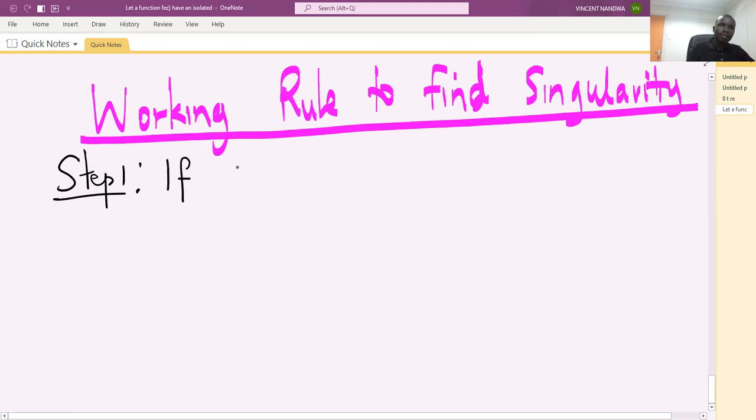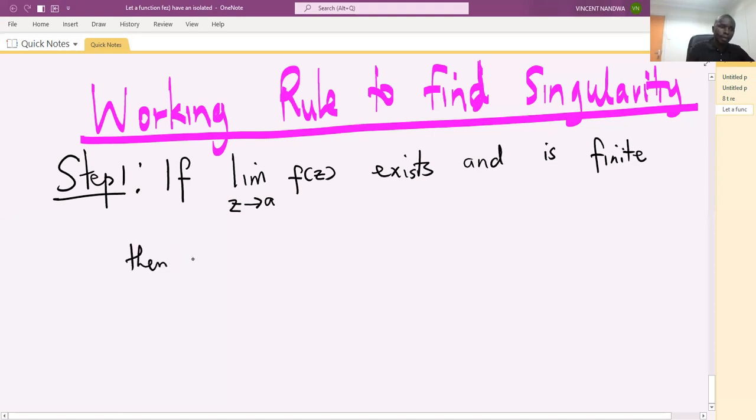if you find the limit as z approaches a of a function f of z exists and is finite, then z equals to a is called a removable singularity point or a removable singular point.